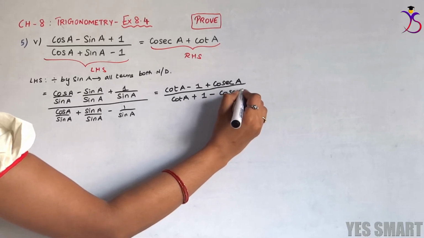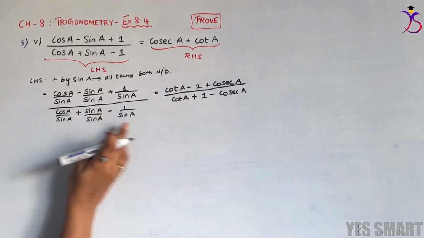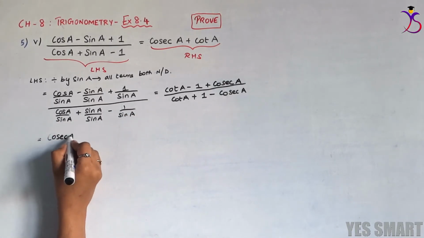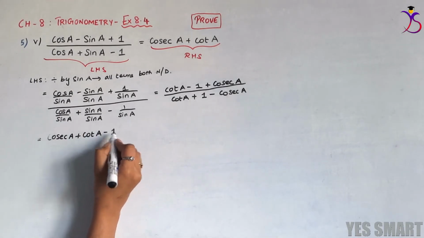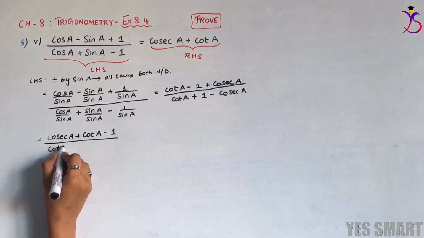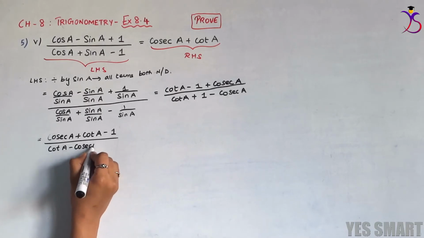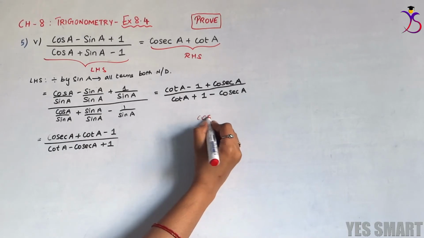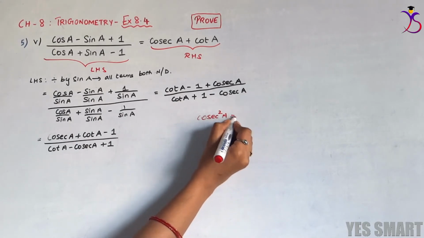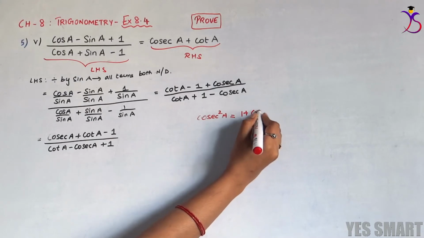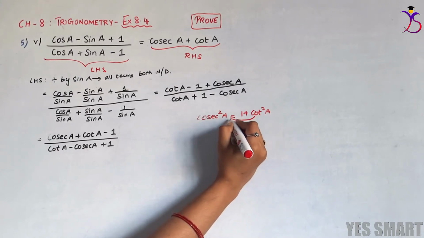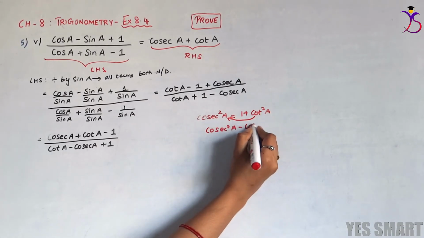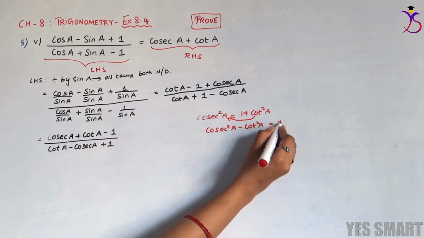Now I am just going to rearrange and write the terms according to the terms given in RHS. So cosec A plus cot A minus 1 divided by cot A minus cosec A plus 1. I have just rearranged and written these. We already knew that cosec square A is equal to 1 plus cot square A. When this cot square A comes to the left hand side, it becomes cosec square A minus cot square A, which is equal to 1.